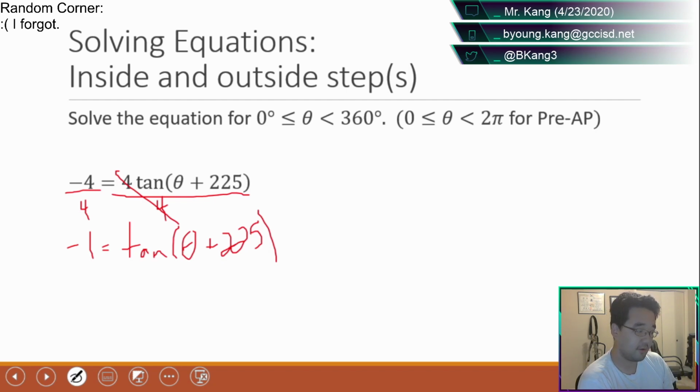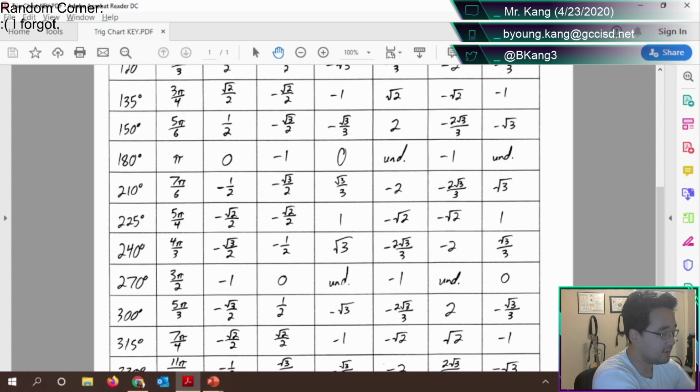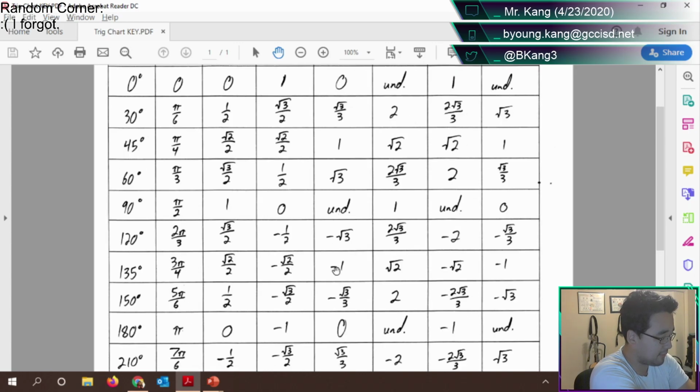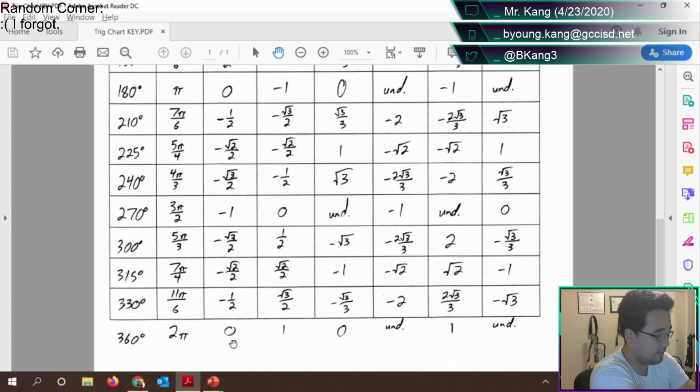So my tangent is solved for. I look up where tangent is equal to negative 1. So where is tangent equal to negative 1? So go down your tangent column. Here's my first one, 135, 315.